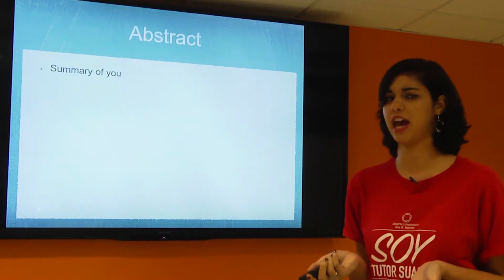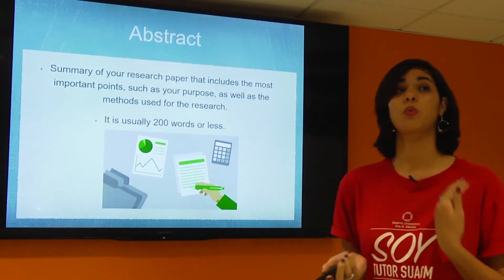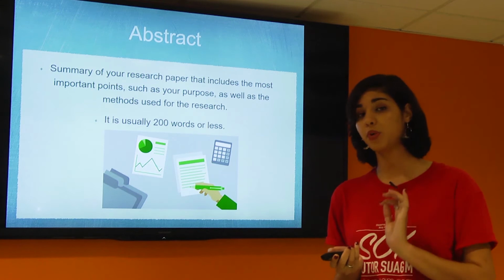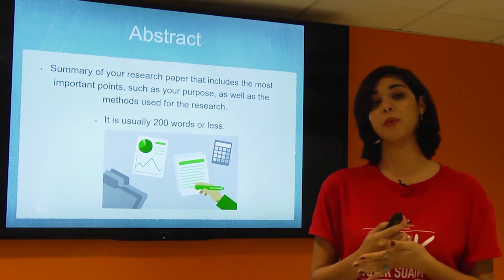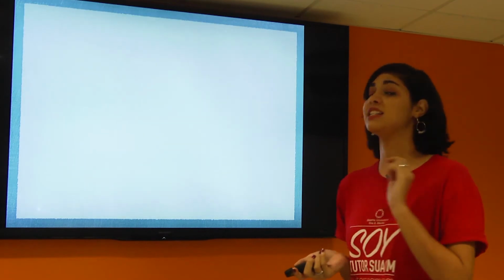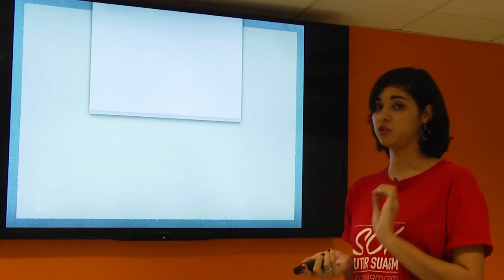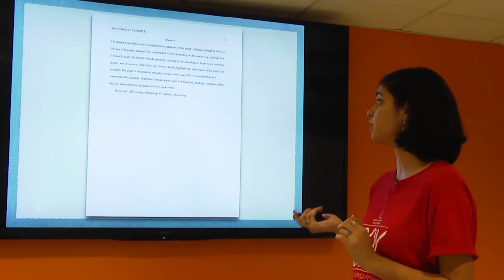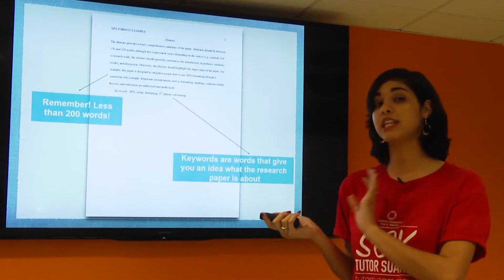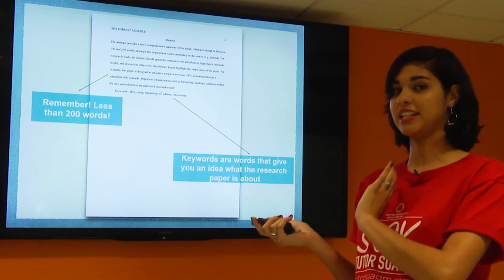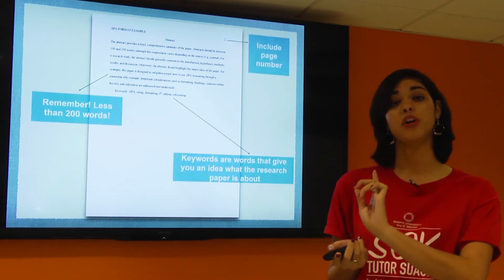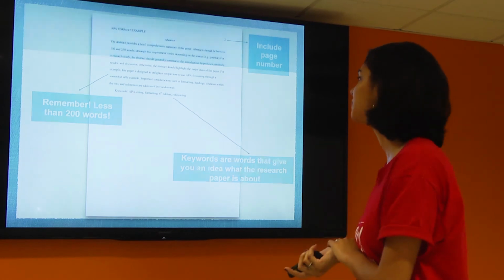Next up, we have an abstract. And what is an abstract? Well, it's a summary of your research paper that includes the most important parts of this, as well as your purpose and the methods which you use to create your paper. It is very important that it is less than 200 words. As we can see over here, less than 200 words. It includes keywords which give you an idea of what you will be talking about. And, very important, your page must be numbered as well.